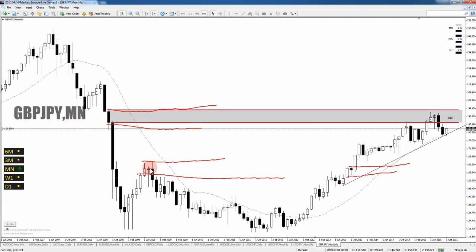Well, actually, it's not clear supply because it didn't take out any valid demand zone. So then this is a valid area of demand? No, not quite. And what about you, Nick? What do you have to say about this?